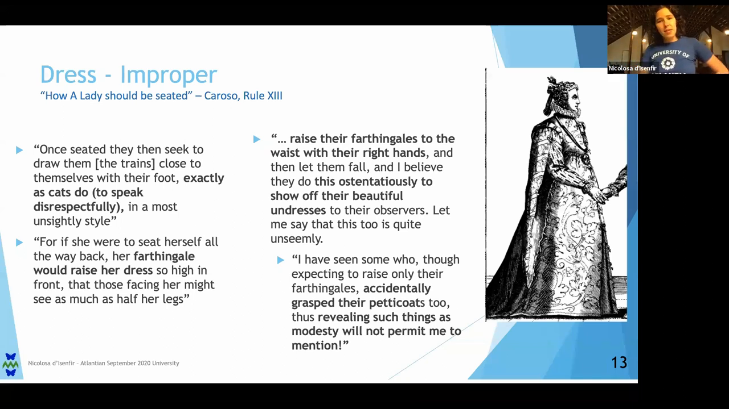Now, it is ill behavior and quite unseemly for you to raise your dress to show off that pretty underdress of yours. Now, I can certainly see the appeal to that. You've spent a lot of money to have this beautiful underdress. You should maybe accidentally raise that dress a little bit so everyone can admire your underdress. But be careful in doing so that you don't accidentally grab the petticoats too and lift them as you're raising that dress, because it shall, my favorite, reveal such things as modesty will not permit me to mention.